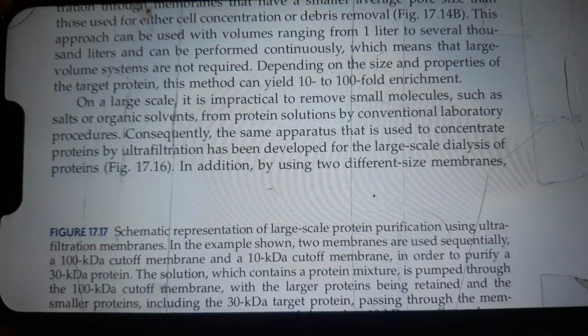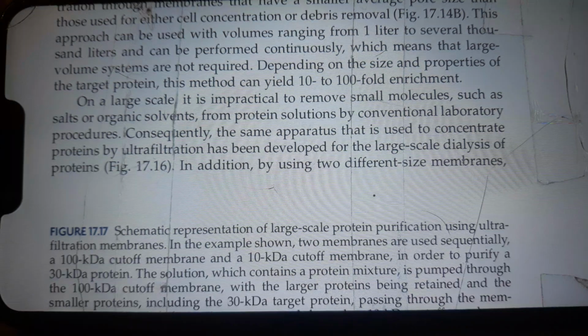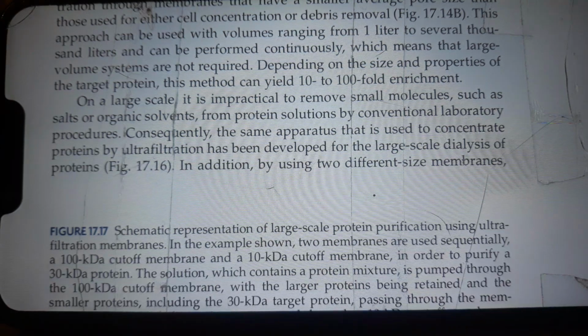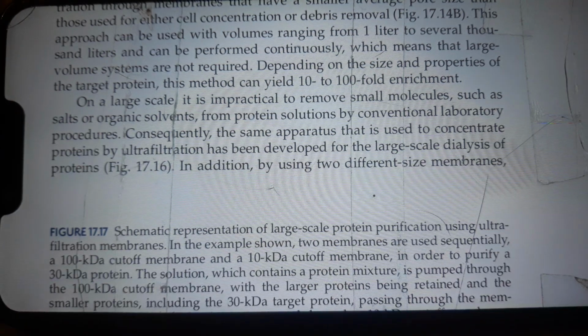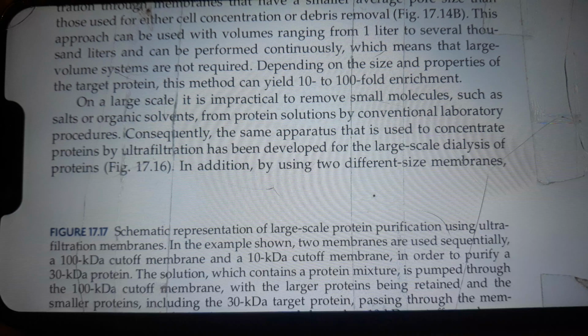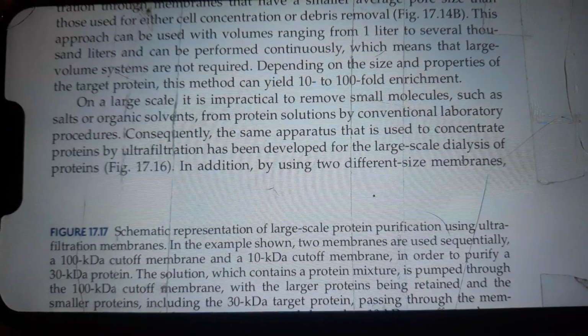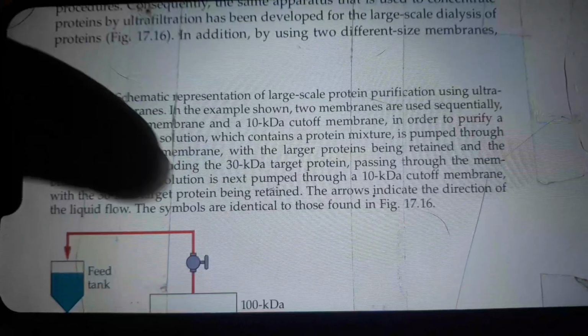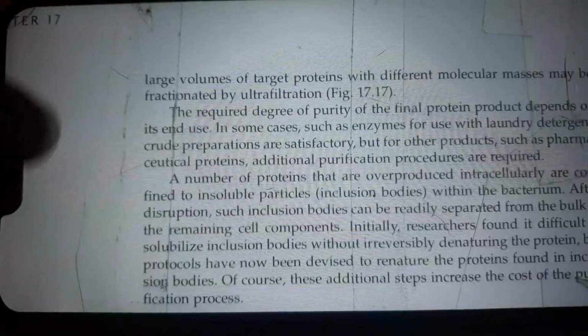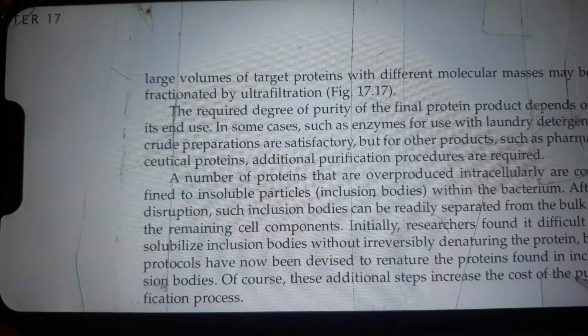On a large scale, it is impractical to remove all small molecules such as salts or organic solvents from protein solutions by conventional lab procedures. Consequently, the same apparatus that is used to concentrate proteins by ultrafiltration has been developed for the large-scale dialysis of proteins. In addition, by using two different types of membranes, large volumes of target proteins with different molecular masses have been fractionated by ultrafiltration.